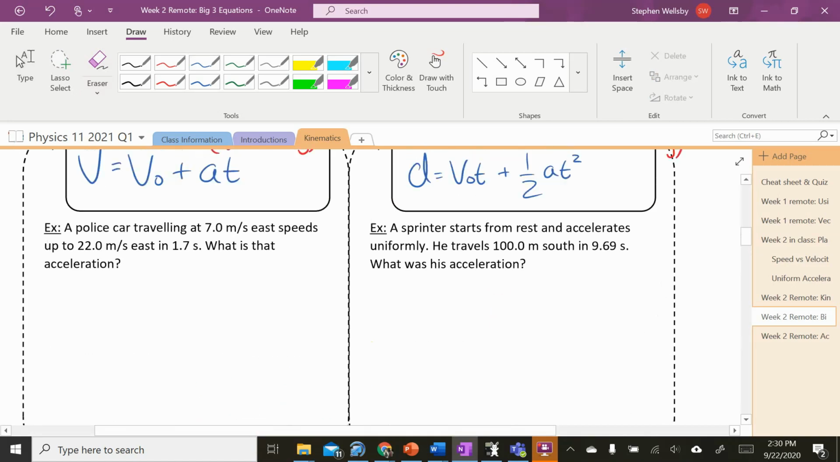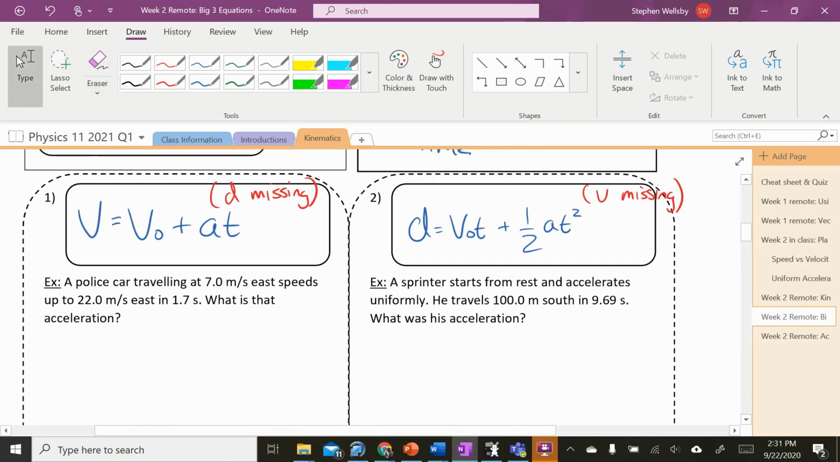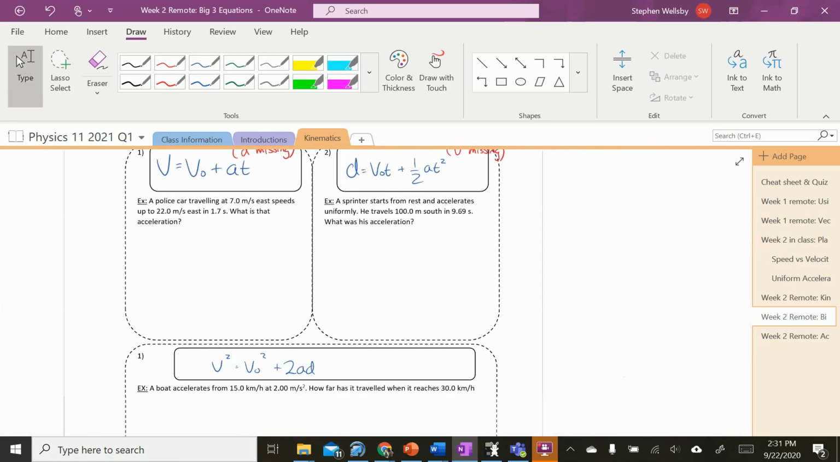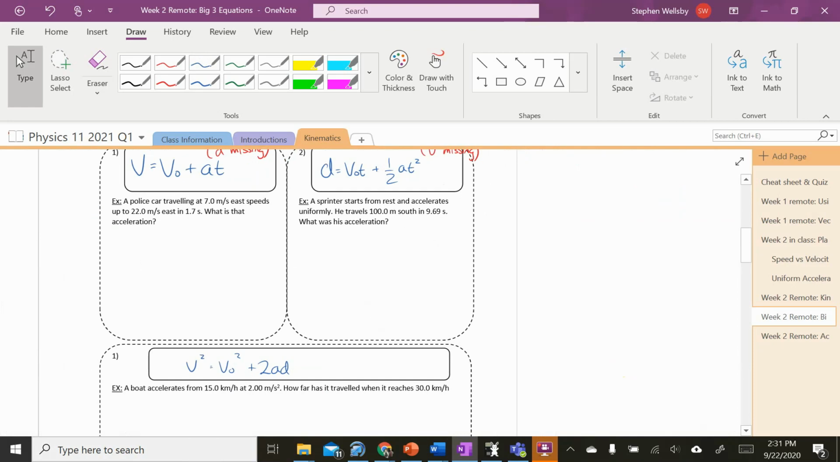Let's take a look at the first example here. We've got a police car traveling at 7 meters per second, speeding up to 22 meters per second in a total of 1.7 seconds. What is that acceleration? If you want to take a pause here, try this problem out for yourself, and then I'll come back and we'll solve that. In fact, if you want to pause the video and try all three, come back when you've finished attempting all three.